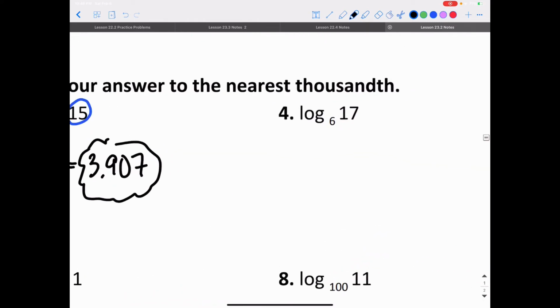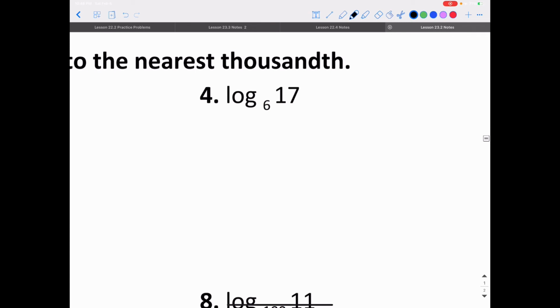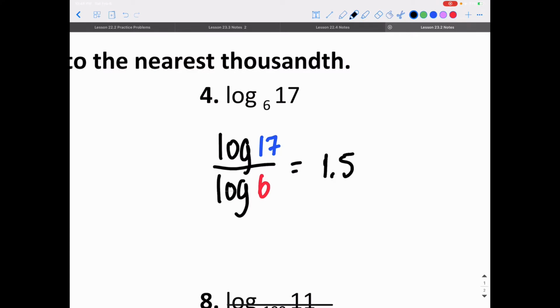All right, for number 4, I have log base 6 of 17. These don't share anything in common either. I'm going to do log over log. I'm going to do 17 plugs into the top one, and 6 goes into the bottom one. And when I do that on my calculator, I'm going to get 1.581.